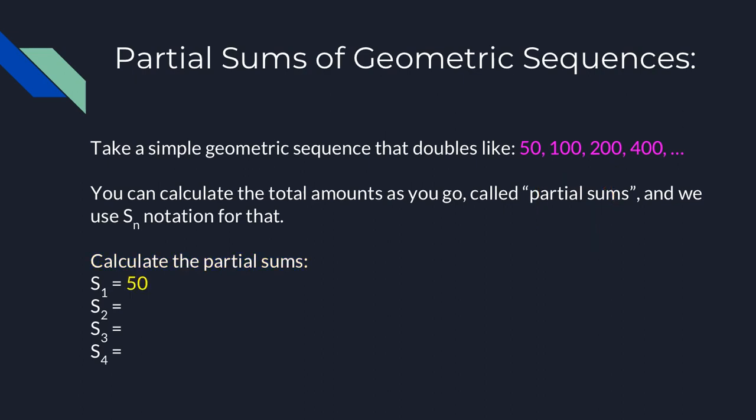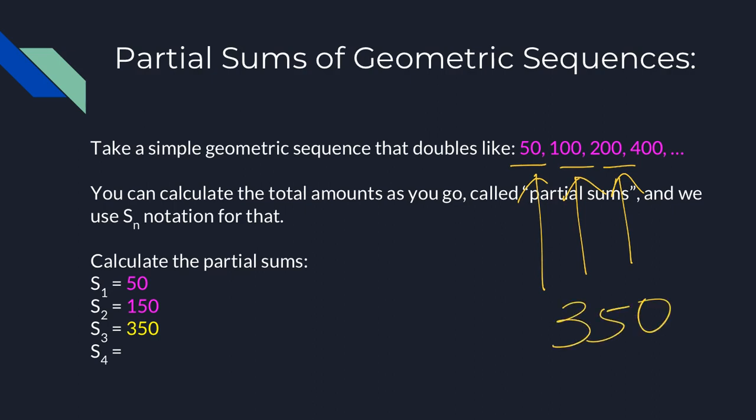So the first one is 50. The second partial sum is 150 because it's the sum of the first two. So that would be 50 plus the 100, giving you the 150. Then the next one would be 350, as we're now adding three terms of the sequence together. The first three terms are 50, 100, and 200, and those three together give us that 350 total when added.